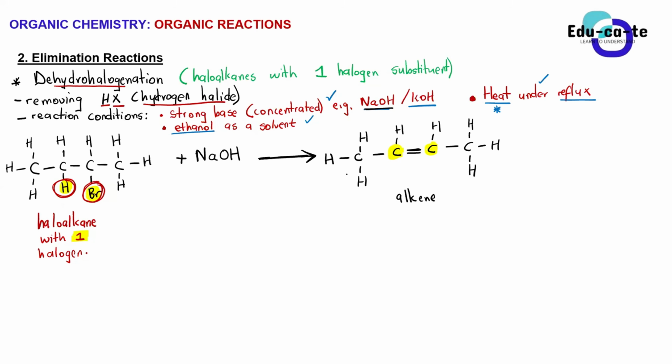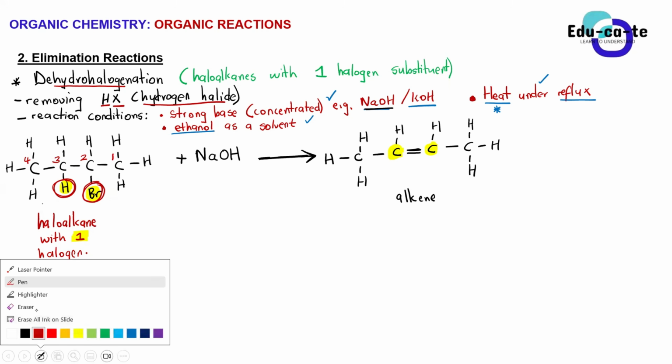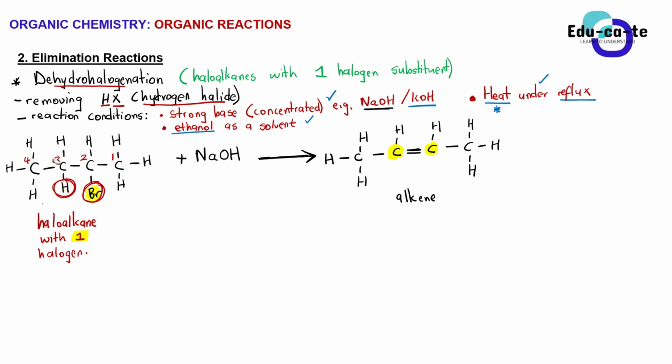Okay, but now the question is, just when we went to the break here, we had something like this. We removed the hydrogen from carbon number 3. If you can notice guys, this is carbon 1, this is carbon 2, this is carbon 3, this is carbon 4. So the hydrogen that we removed during this elimination process is the hydrogen from carbon number 3. We didn't remove the hydrogen from carbon number 1.